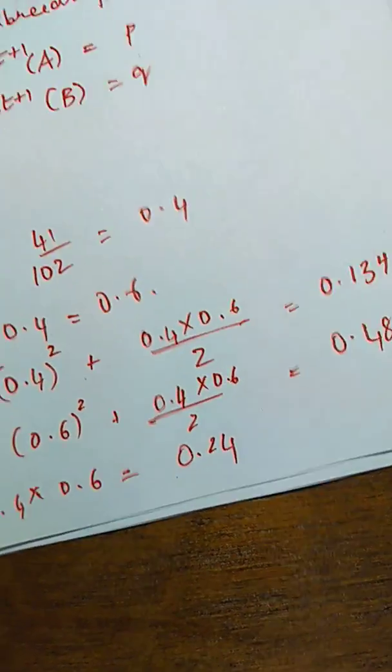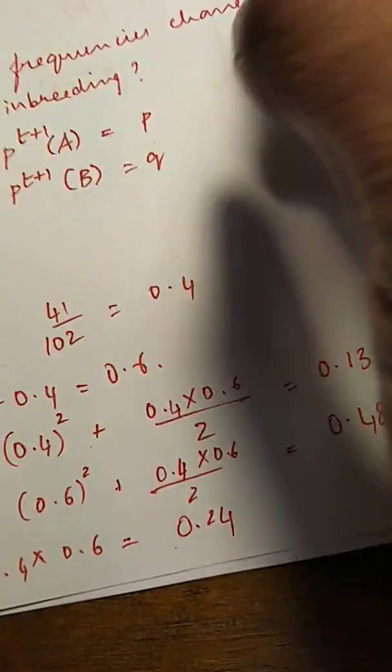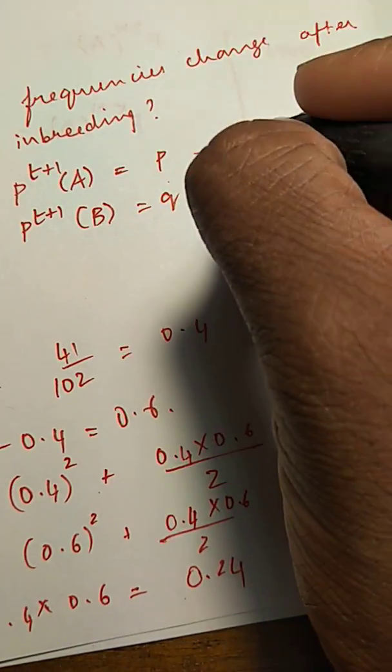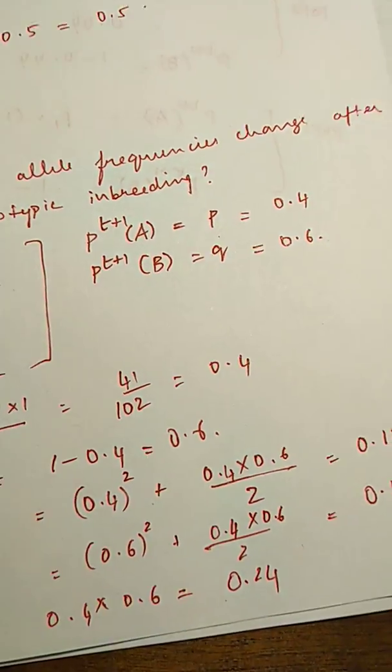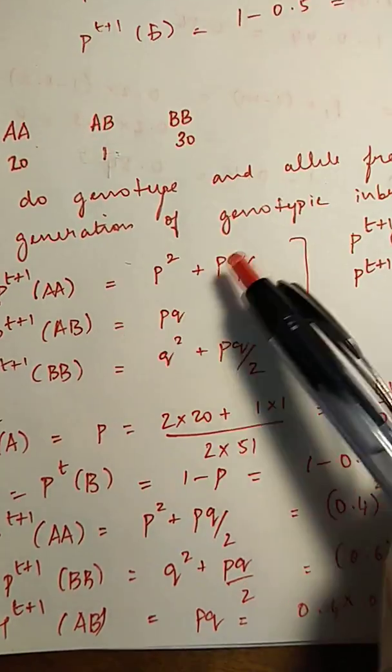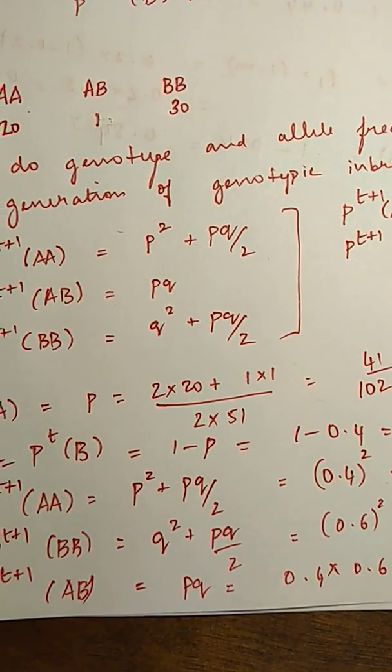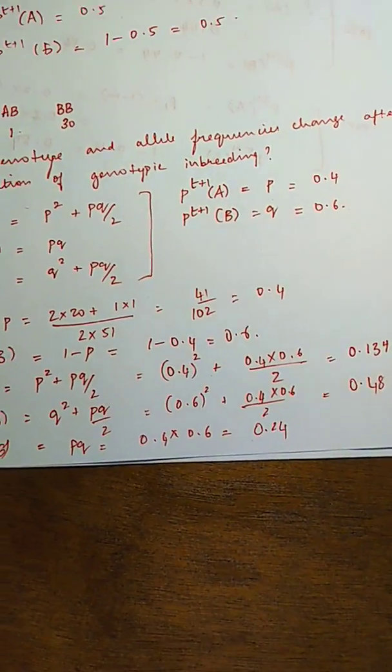Okay. How about allele frequencies? These two just stay the same, and so after one generation of inbreeding, these would just be expected to be 0.4 and 0.6 respectively. Okay. Again, the important thing to remember are these formulae, so make sure that you put that in your concept list, and that's it.